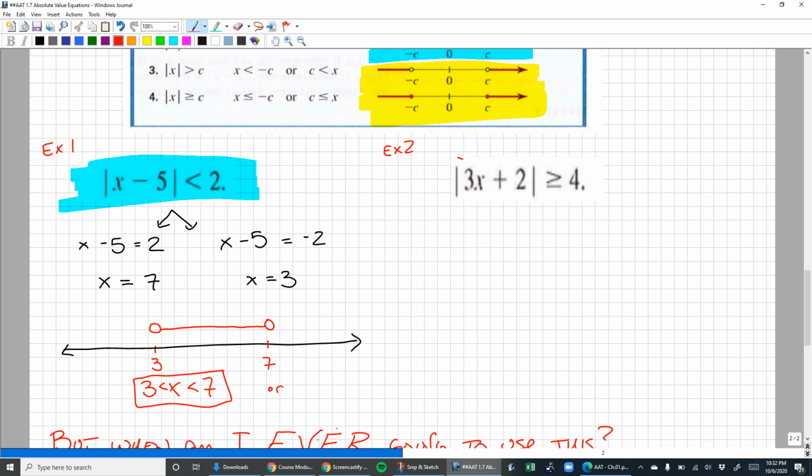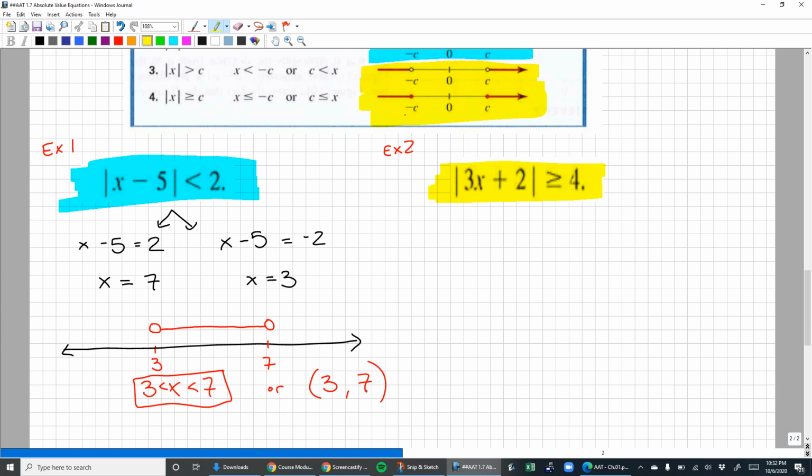Or I could write it as [3, 7] in interval notation, or bracket notation, really. The other one over here, we know that it's greater than, so it's going to be the lower of the two. Since this absolute value is greater than a value, I know that my answer is going to be going out. So I'm going to have something right here going out and something right here going out right there.